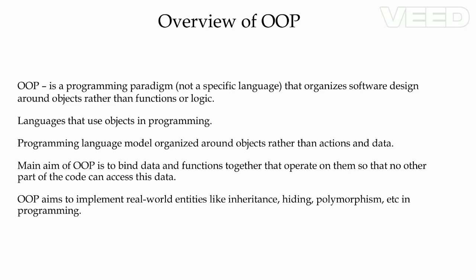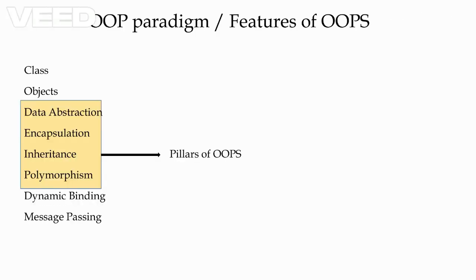The main aim of the object-oriented programming language is to bind the data and the function together to operate them, so that no other part of the code can access this data. Object-oriented programming language mainly aims to implement the real-world entities like inheritance, polymorphism, etc. in the programming. Now we are going to see about the features of object-oriented programming language.